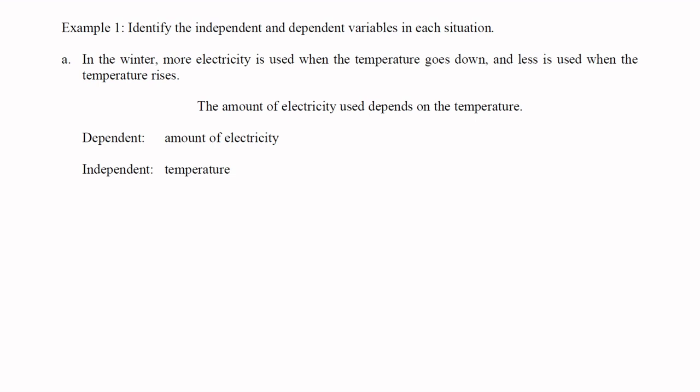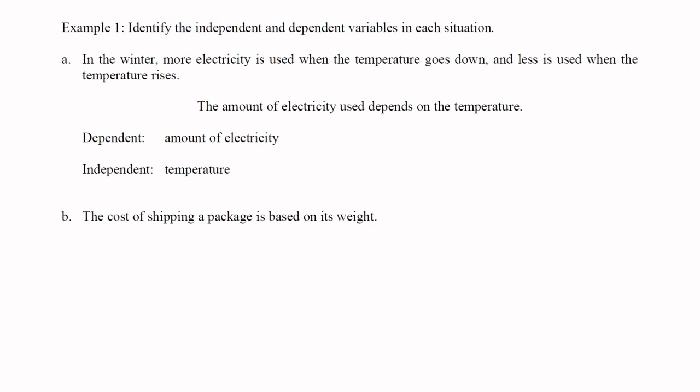A lot of times our independent variable is something that we don't have control over. We don't have control over what the temperature is outside. Another common thing that we don't have control over is time. You can't control time. So oftentimes time is going to go on your x-axis because it is an independent variable.